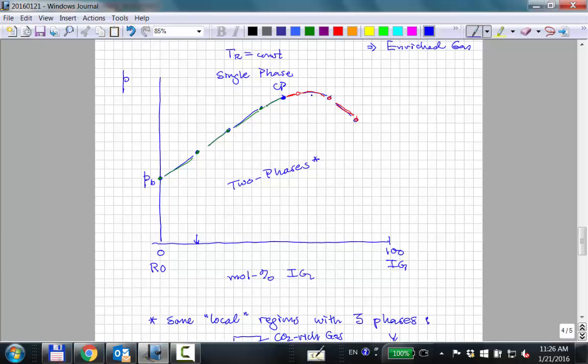I'll make just one comment on this diagram, that the maximum here, we don't call it the cricondenbar. This maximum pressure is equal to the, well, okay, before I tell you what it's referred to as.